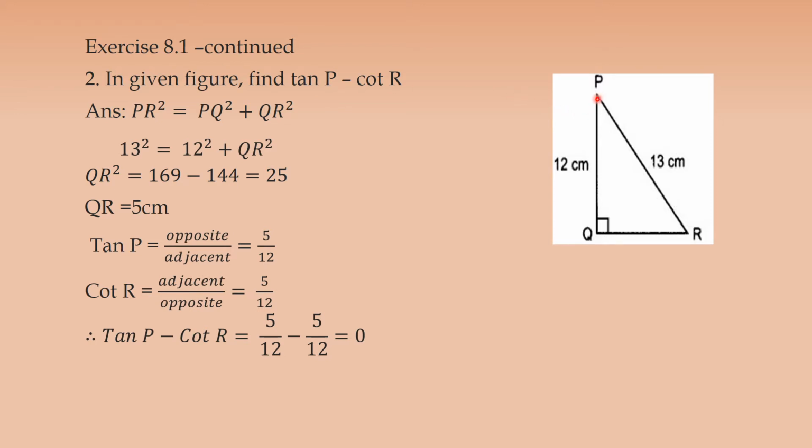To find the ratio tan P, we have to take the angle P. Tan is opposite side by adjacent side, that is QR by PQ, which is equal to 5 by 12. Next ratio is cot R, that means take the acute angle R. Cot is adjacent side by opposite side, that is QR by PQ, which is equal to 5 by 12. Therefore, tan P minus cot R is equal to 5 by 12 minus 5 by 12 equal to 0.